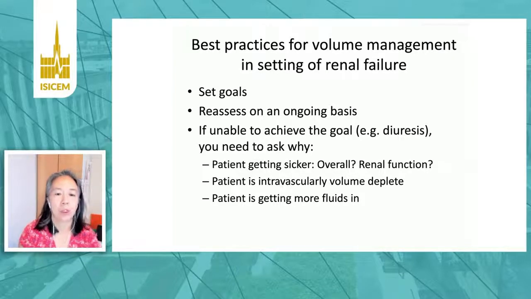If you're unable to achieve the goal you've set, for example, diuresis, you need to ask why. Is the patient getting sicker? Is their renal function getting worse? Is the patient relatively intravascularly volume deplete? And is it challenging to recruit fluid into the intravascular space for fluid removal, or is the patient getting more fluids in than you had accounted for in your initial plan for patient management?